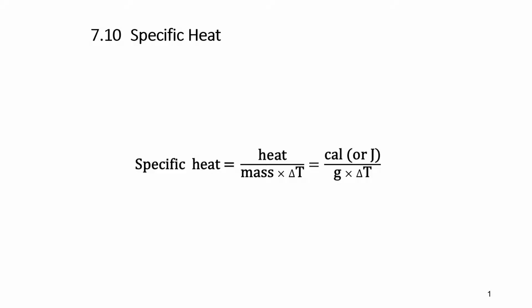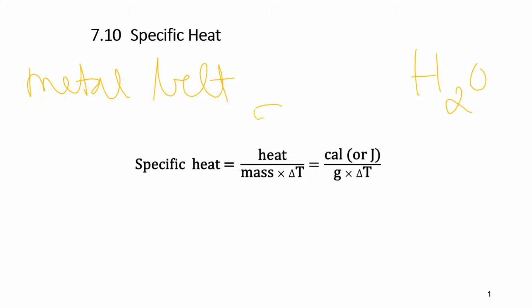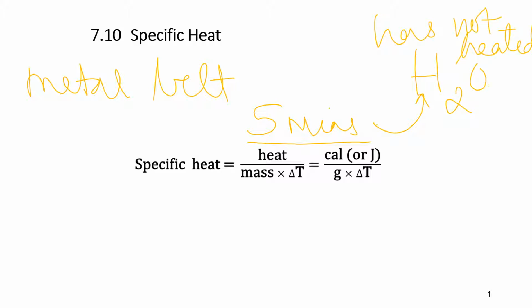In this video, I want to talk about specific heat. I want you to think about keeping a metal belt outside in the heat and water out in the heat for, let's say, 5 minutes. When you go back, chances are that the water has not heated up very much, whereas the metal belt is almost melting.